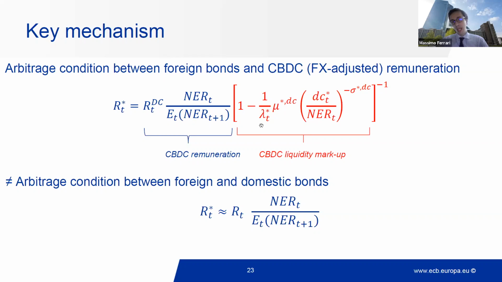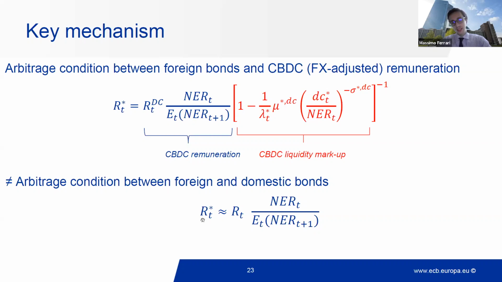Second, very importantly, in a standard cross-country bond holding condition, you have the remuneration on domestic bonds that is also variable. So any shock to expectation of the exchange rate is partially absorbed by the foreign interest rate, partially absorbed by the domestic rate. When the CBDC is introduced with fixed remuneration, the foreign interest rate is the only variable that can absorb the shock.